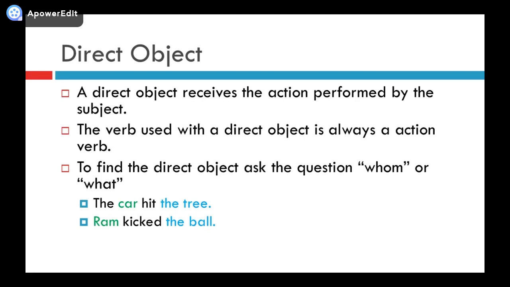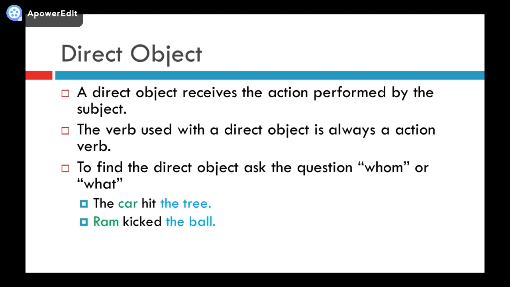Let me explain. A direct object is receiving the action performed by the subject. So, first you need to know what your subject is in a sentence. Whatever this direct object is, it is affected by what the subject in that sentence is doing. Understood? Now, the verb used with a direct object is always an action verb. Obviously, because if it has to be affected by it, it has to be an action verb, right?